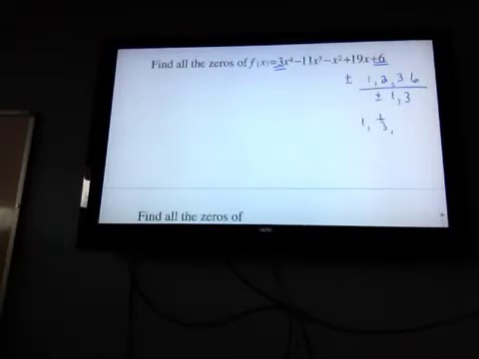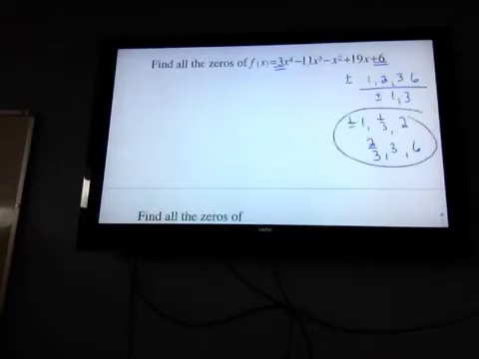2 over 1 is 2. 2 over 3 is 2/3. 3 over 1 is 3. 3 over 3 is 1. Already got it. 6 over 1 is 6. 6 over 3 is 2. I already got it. I don't know why I circled it. I really don't need to do that. I don't want you to think that's the answer.